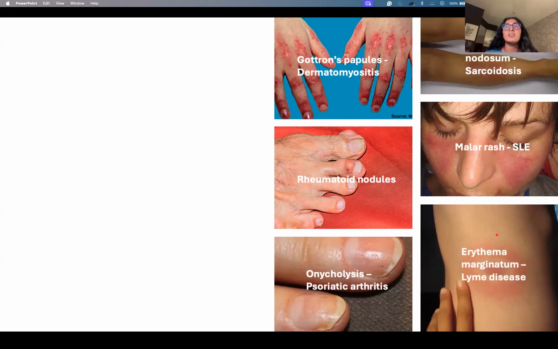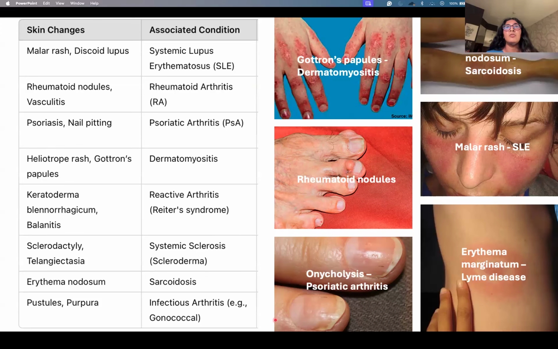So tick bite, someone who's been traveling like in America, gone to the mountain somewhere, bit by a tick, have a fever and joint pain, think Lyme disease. And here is a summary of some of the skin changes that you might see. So there's a few that we haven't talked about. We've talked about lupus. Discoid lupus can look pretty similar to this bullseye rash, but think about some of the other extra-articular manifestations of lupus.